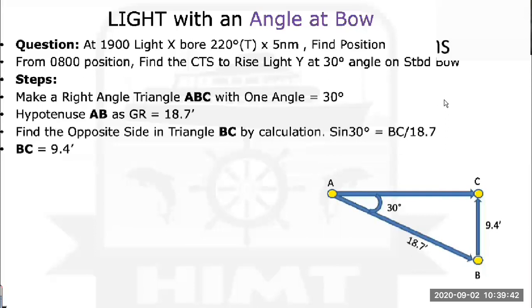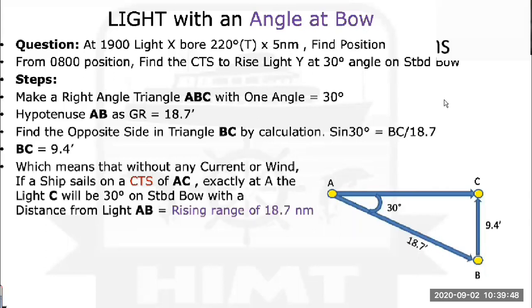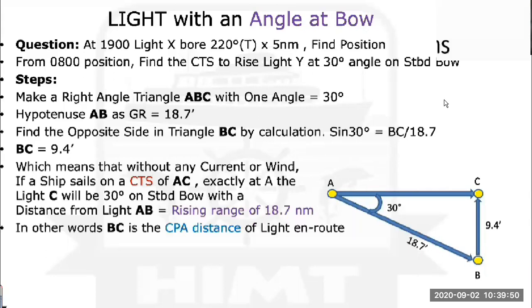So if I go on a course of AC, the moment when I am at C, all of you agree that C is basically the place where I will have the closest point of approach with the lighthouse. Do you agree? If I travel AC, when I am at C, that is the closest point of approach with the lighthouse on the starboard beam.